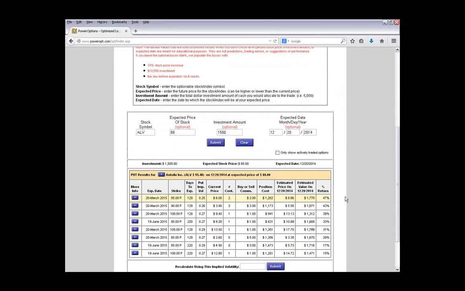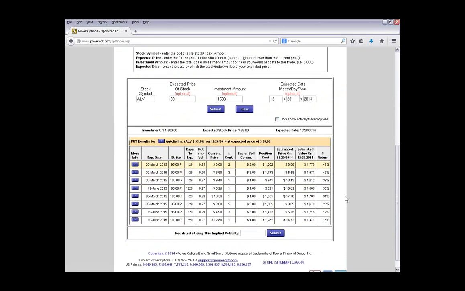In that brief second, the Power Options tool, this is live right now, this is not a slide, we're live on the Power Options site. The Power Options Long Option Finder went out, grabbed every available option for ALV. It grabbed the current price of the option, calculated for us how many contracts we could buy based on our investment amount, and ran the various pricing models on all those different options to see which one would give us the best theoretical return if the stock did hit our target price on our target date.